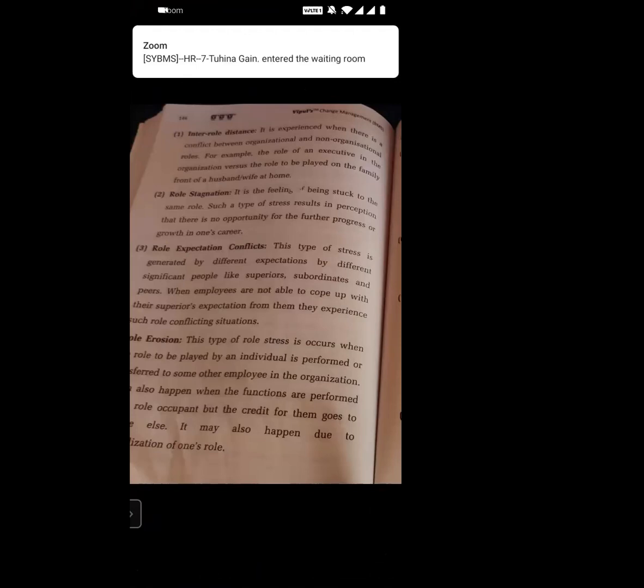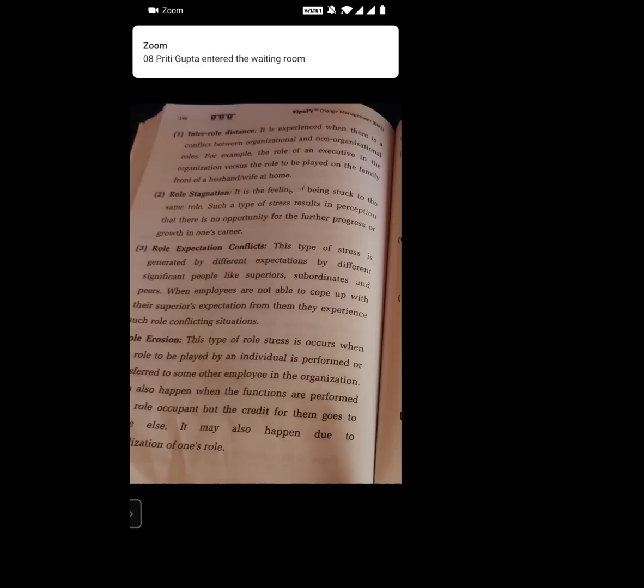Point number 1 was inter-role distance, which means when you are performing a particular role in the company, and at the same time you also have to fulfill a certain personal role. For example, you are fulfilling organizational and non-organizational roles, and they conflict. For instance, you are a marketing manager who must be present at a product launch, and at the same time has an only son whose birthday party it is, so he also has to play his role as a father. So now this is a conflict.